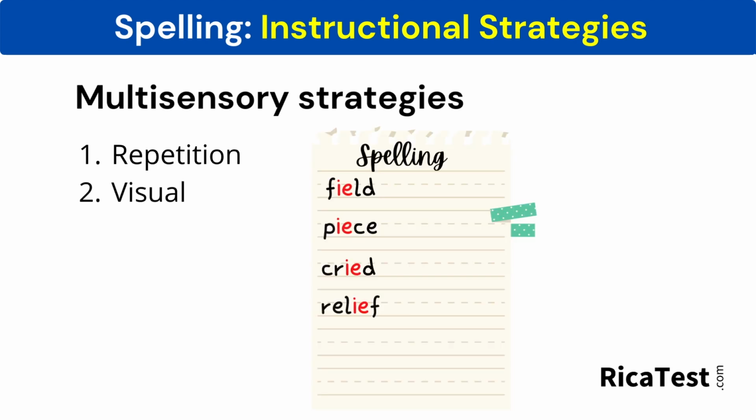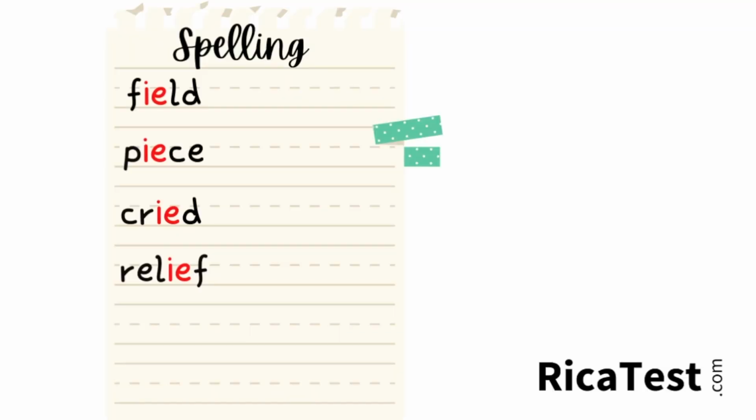We call this repetition. Now, let's talk about adding the visual element of color into instruction. Here, the student will highlight or use a different colored pen to write the target pattern that the spelling list covers. For example, if the student is learning the IE pattern, they will write all of the letters in the word in one color and then use a different color for the target language. Here, for example, again, IE, field, peace, cried, relief.